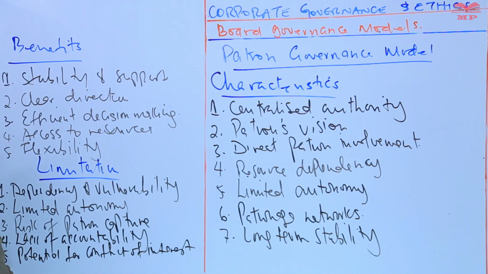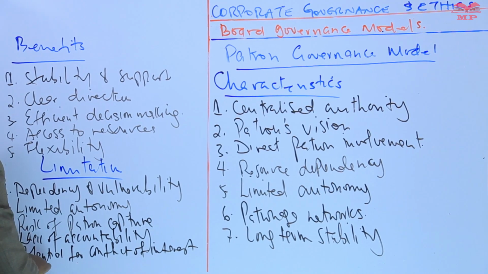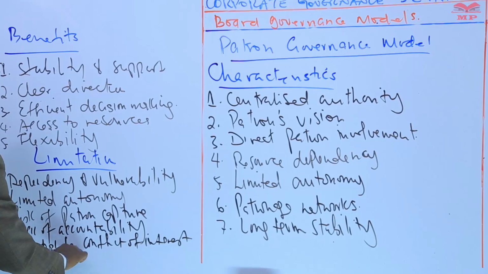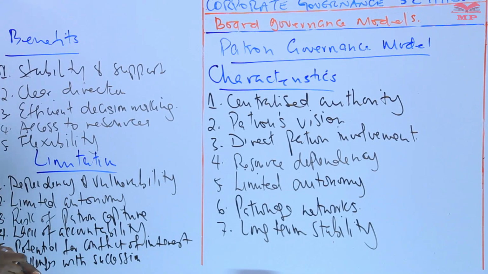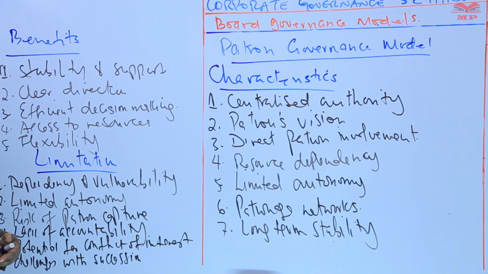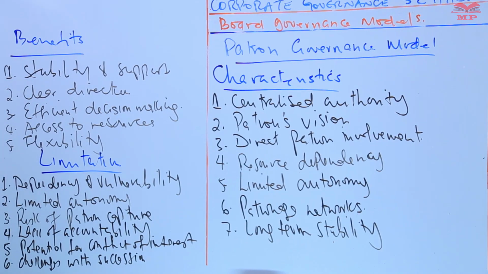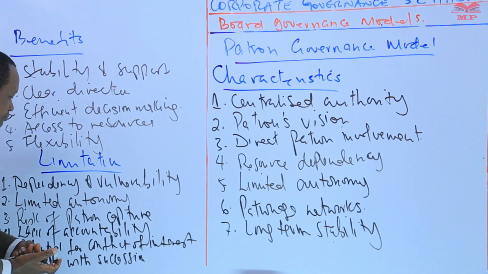6, challenges with succession. Long-term sustainability of organizations can be jeopardized if it is heavily reliant on the patron's personal involvement and resources, especially if there is no clear succession plan in place.